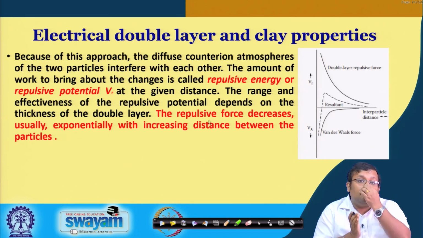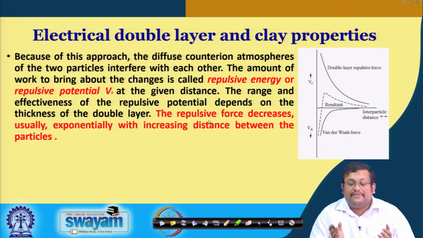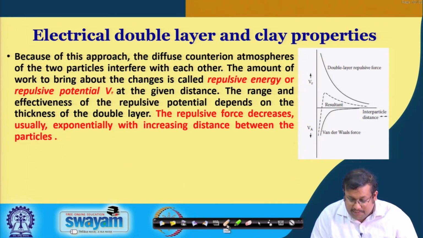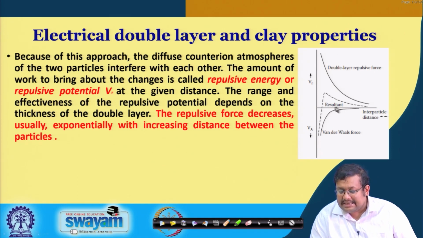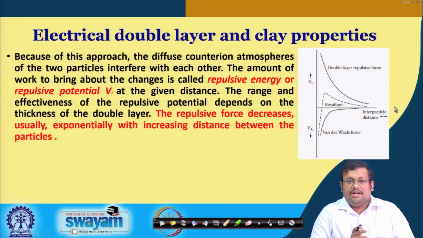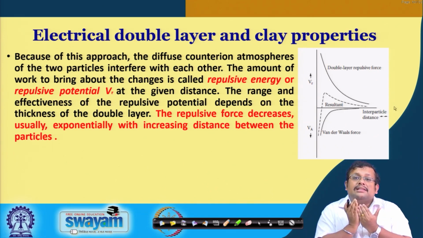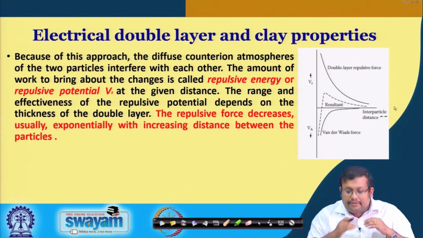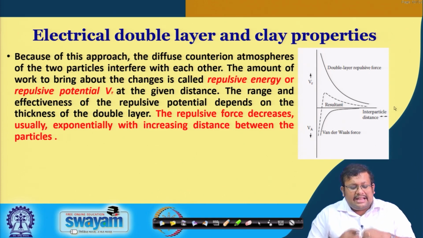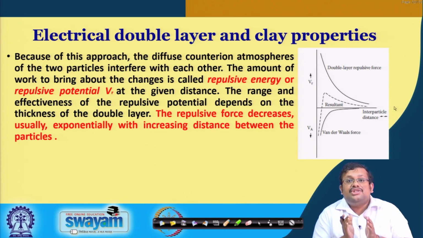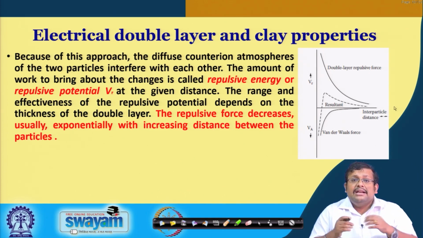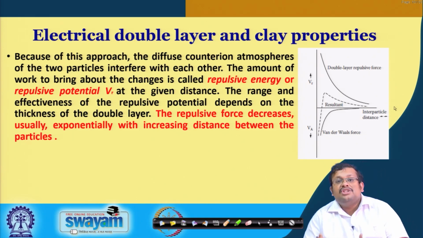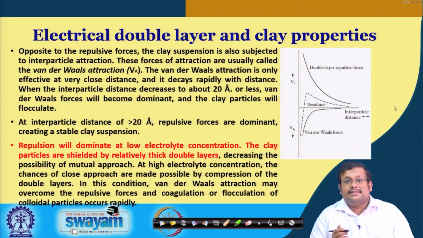Now, the amount of work to bring the charges together is called the repulsive energy. One thing is clear from this figure: as we increase the interparticle distance, the double layer repulsive forces decrease exponentially. The closer the two particles, the more repulsion. When they are farther apart, the repulsive force goes further down. The range and effectiveness of the repulsive potential depends on the thickness of the double layer. The repulsive force usually decreases exponentially with increasing distance between the particles.